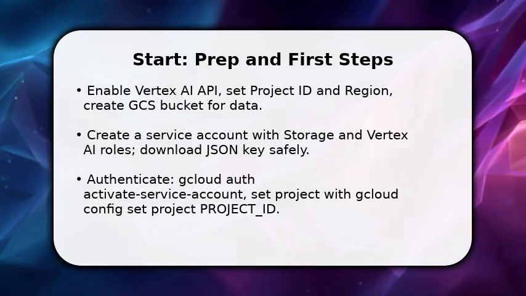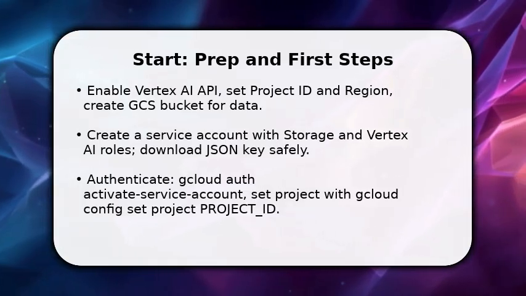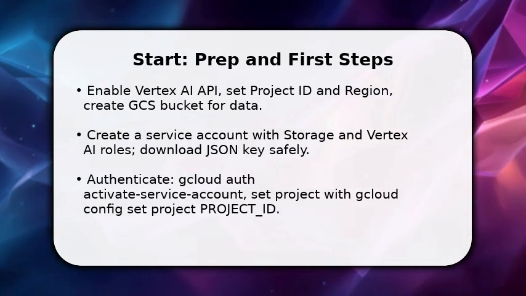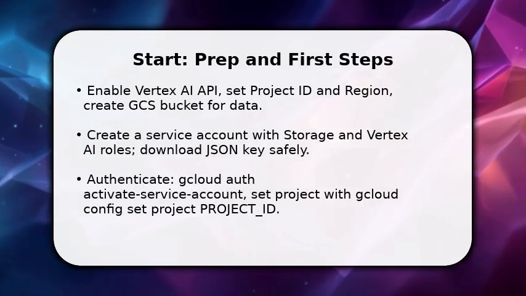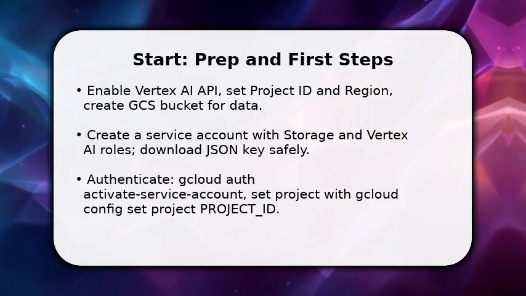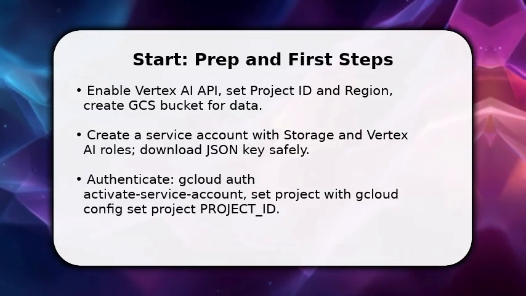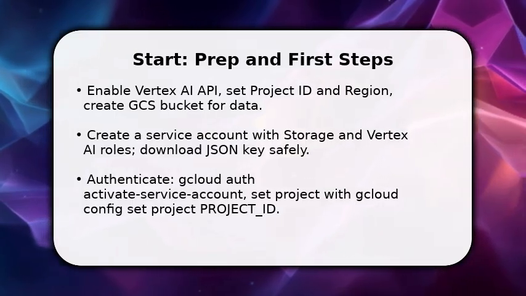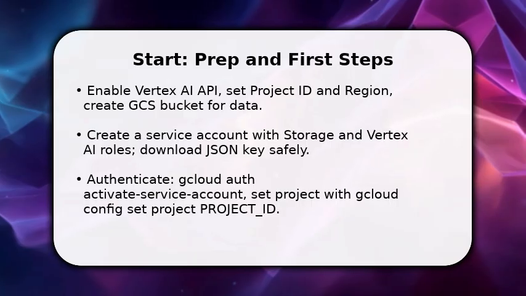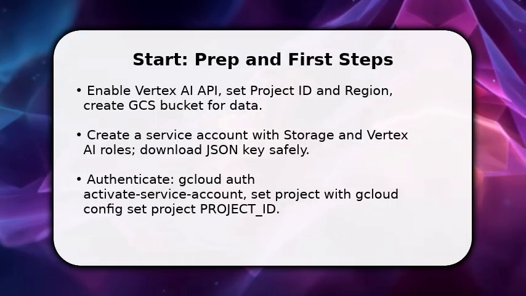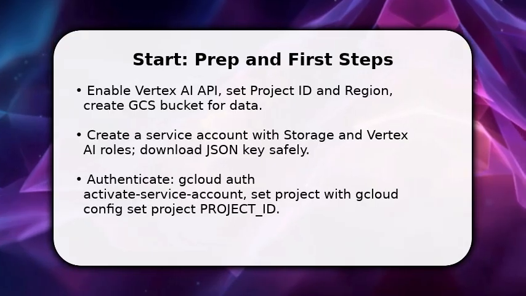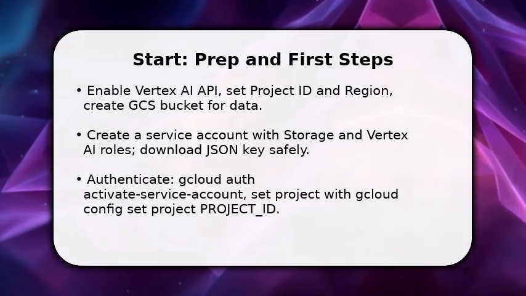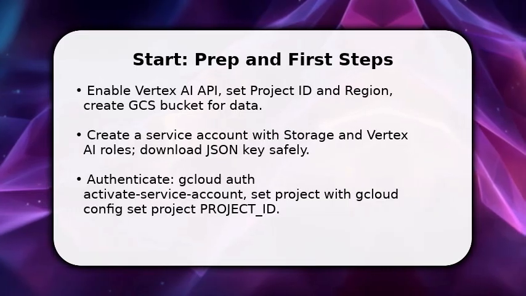You begin by preparing the project and essentials so you can act immediately. First, enable the Vertex AI API and pick a region that matches your data locality. Next, create a Google Cloud storage bucket and upload a representative sample dataset. Then make a service account with storage and Vertex AI permissions and authenticate with gcloud using the JSON key.